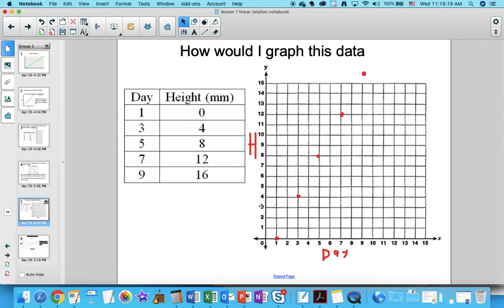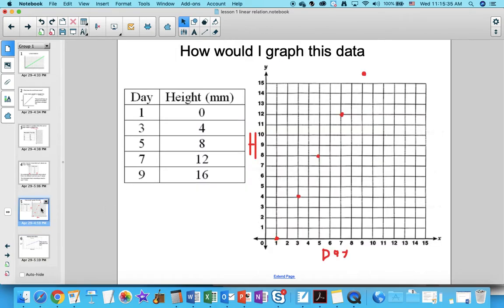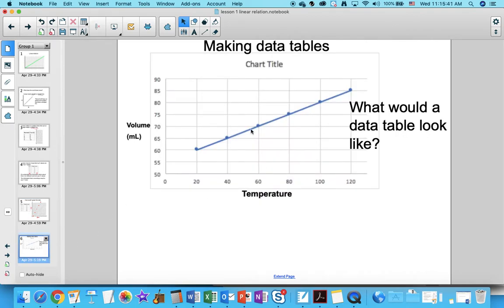Right? You can see that straight line when you put that data on the graph. So you can say it's a linear relationship. So, making data tables. What would the data table look like for this? If I had this graph and I said, okay, make the data table. In this case, we had the data table and we made the graph. In this case, we have the graph, and we want to make the table.